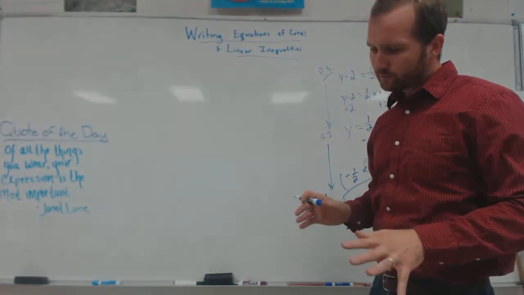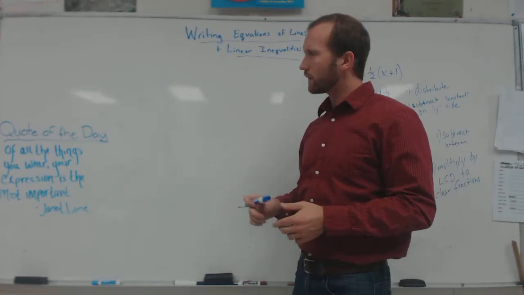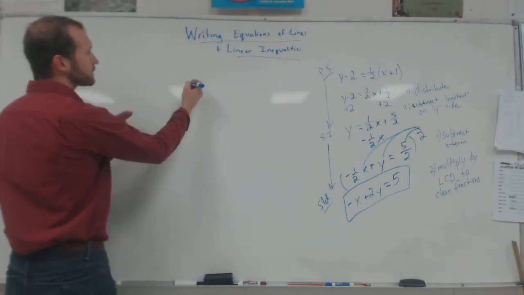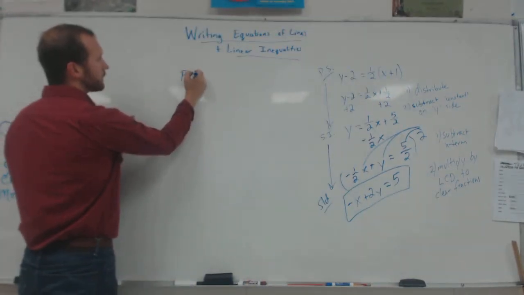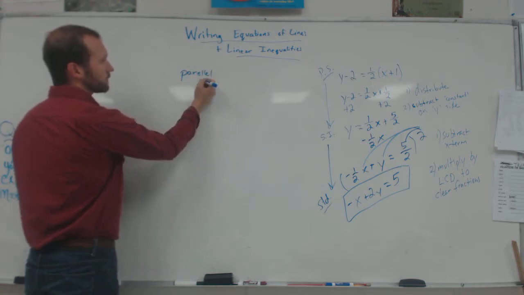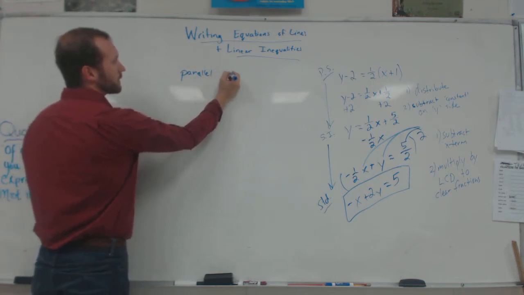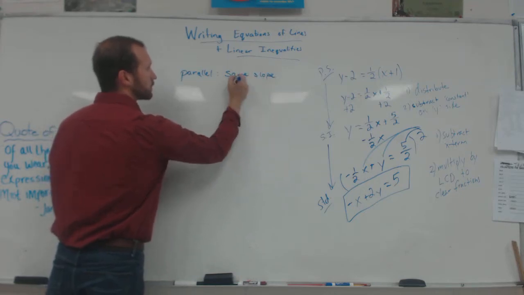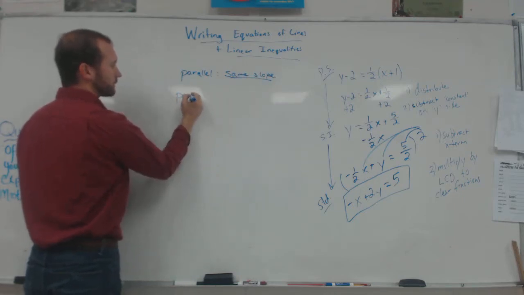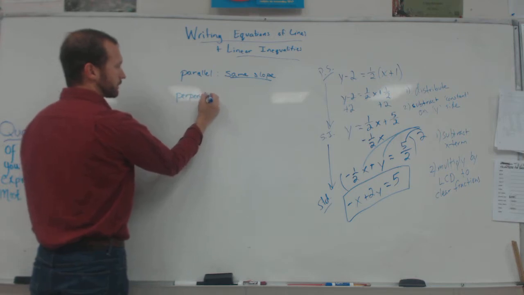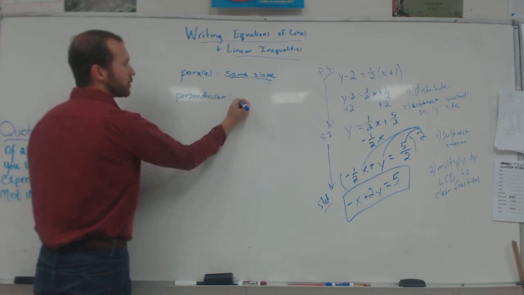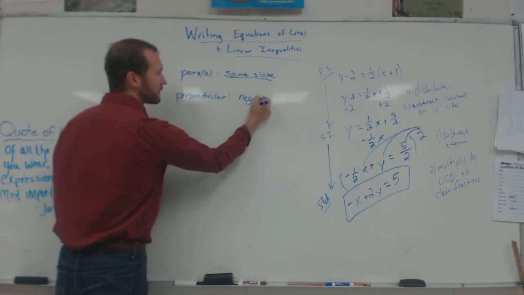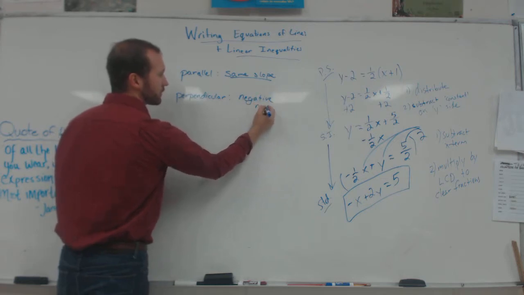I think everything else is fairly straightforward. We talked about parallel lines, right? If you're given a parallel line, what does that mean? Same slope. Yeah, that means same slope. What about perpendicular? The slope is the negative reciprocal.